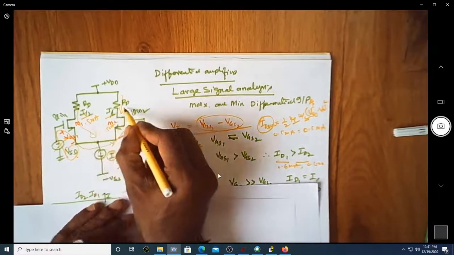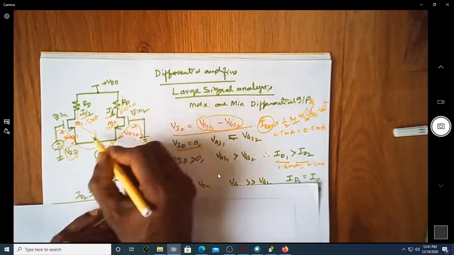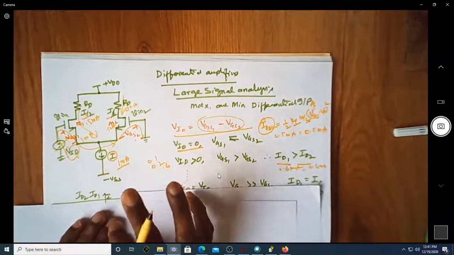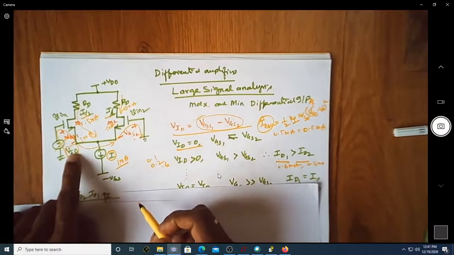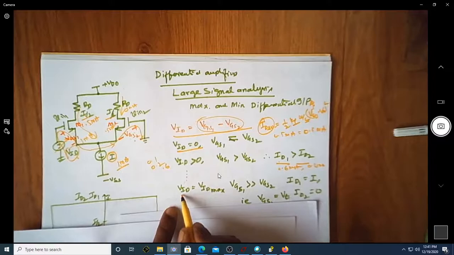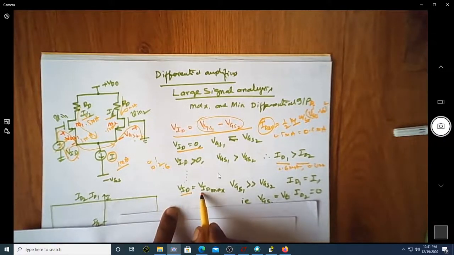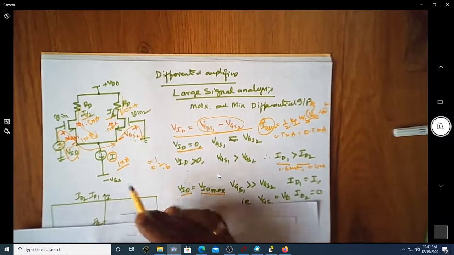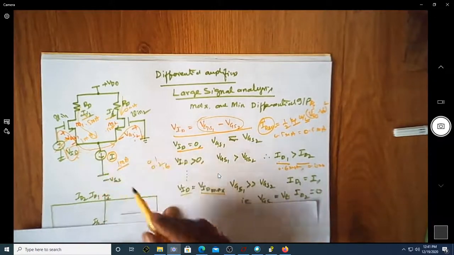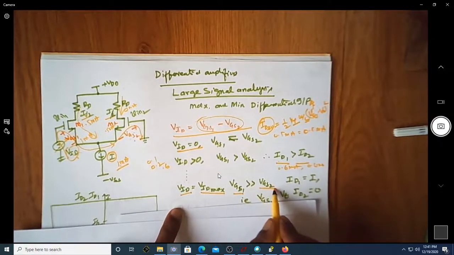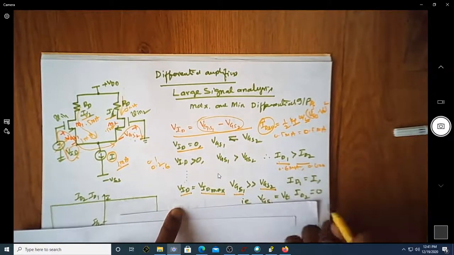So here this will become 0 milliampere. The entire tail current will flow through this only. So this is the ultimate position where VID is too much, that is, if the value of VID is equal to VID max, the maximum limit of the differential input voltage, then VGS1 is far greater than VGS2. How far is it?